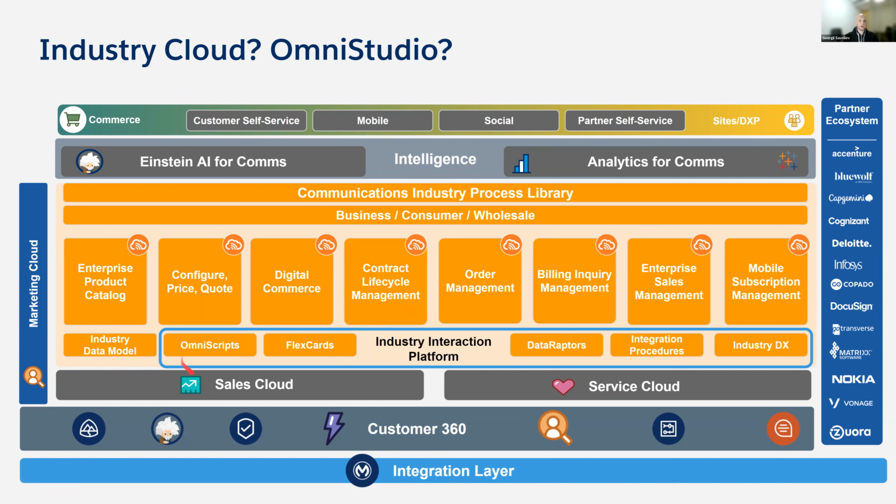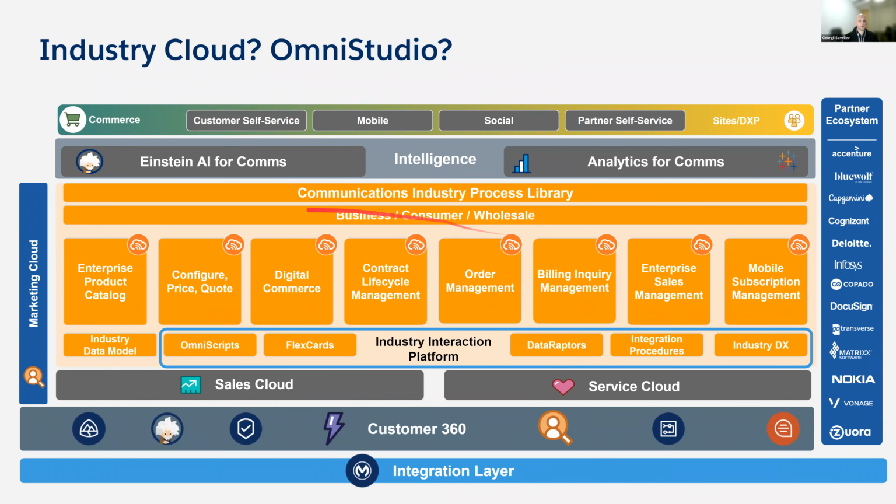The next component is what I have highlighted in blue here. This was formerly called the Vlocity Digital Interaction Platform or Industry Interaction Platform or OmniStudio. OmniStudio is obviously today's focus. For OmniStudio, there are different components here. There's OmniScripts, FlexCards, DataRaptors, integration procedures, and Industry DX. And I'll explain what all of these are in just a moment. But at a high level, it's a way to build employee and customer facing UIs and integrations with other systems to make the whole business process work end to end.